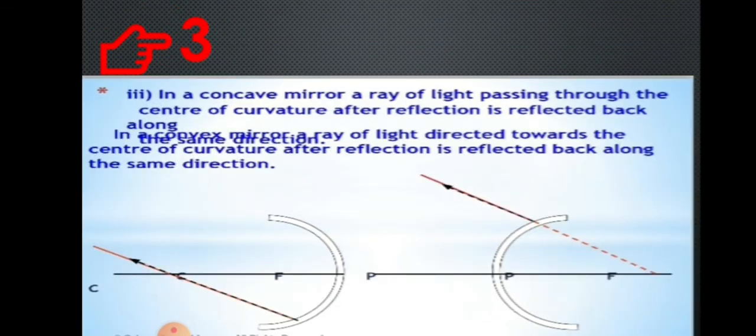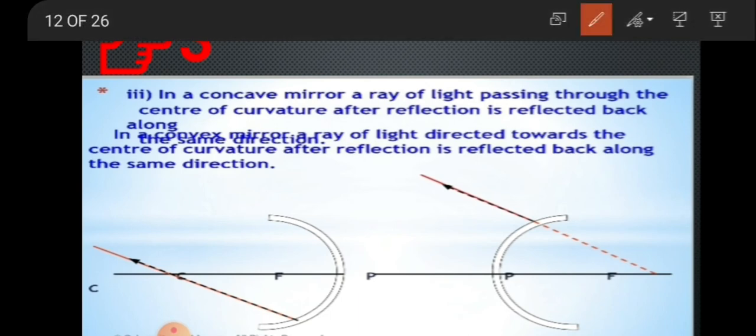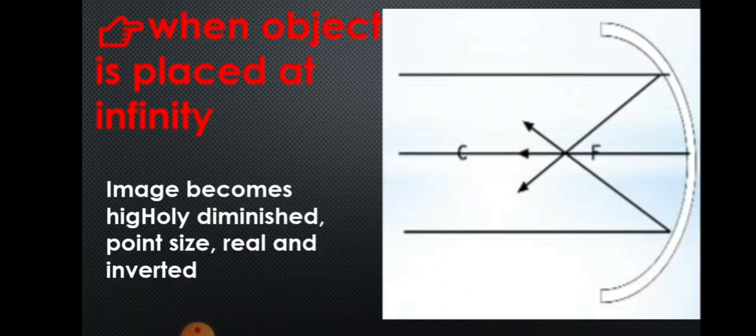If a ray passes through the center of curvature, it traces the same path. It goes back along the same path. That is the third rule. Next is how images appear when the object is placed at infinity.